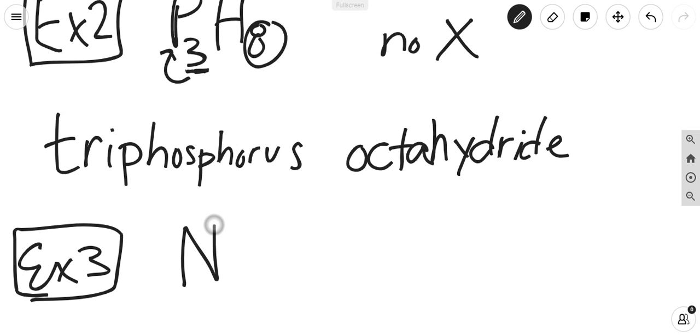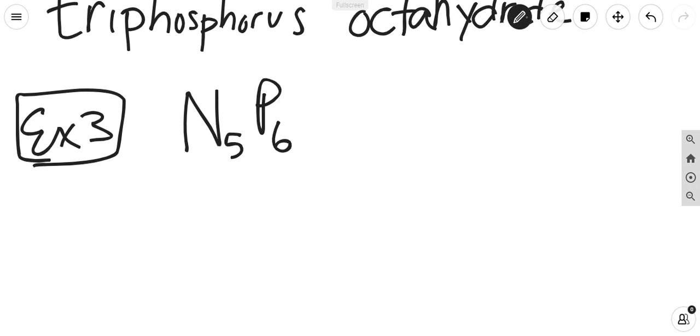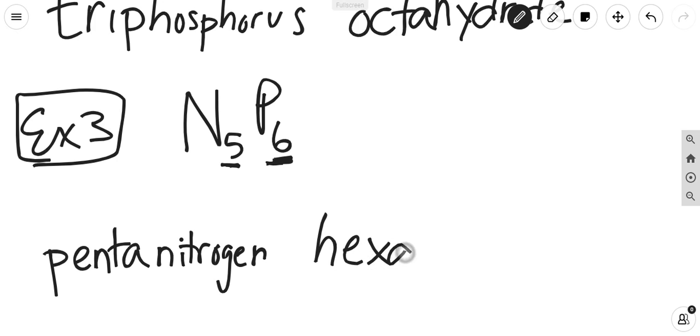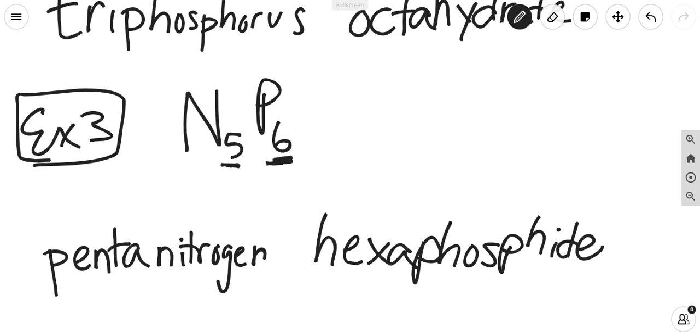Let's do N5P6. And some of these are not real compounds. I'm just making them up so you get a chance to practice naming them. All right, so the prefix for 5 is what? Penta. Penta nitrogen. All right, 6 is hexa. And change the ending. Phosphorus becomes, this is also an exception, phosphide. All right. So sometimes it helps if you kind of say the name quietly, like phosphoride is really nothing. Phosphide is this guy.